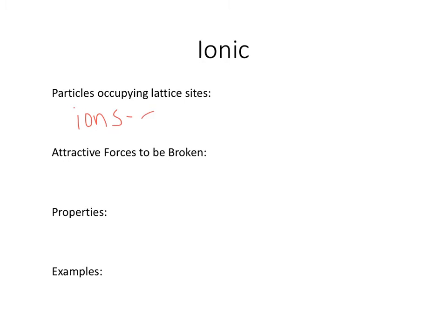They are cations and anions. Remember, cations are the positive ones because they have a little t, and anions are negative ions because they're negative. So the attractive forces to be broken, in order to get an ionic solid apart from itself, you have to get apart the ion-ion attraction.